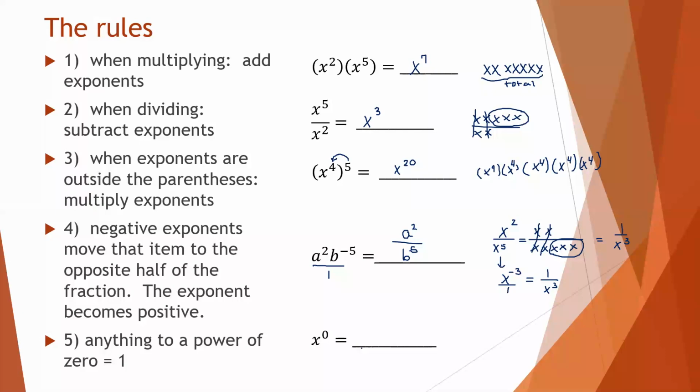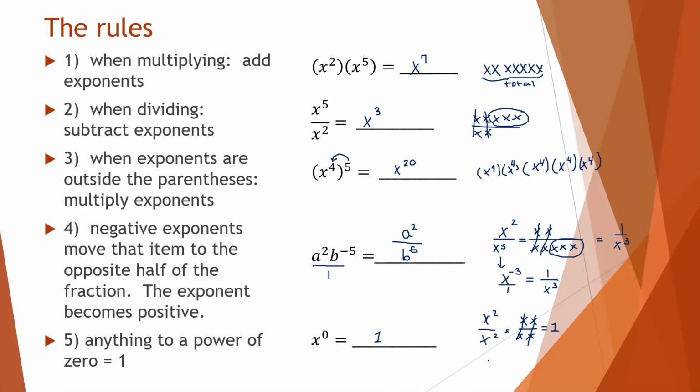The final rule is that anything to the power of 0 is 1, and so the answer here is 1. And again, you might be thinking, well, why does that work? Well, if we look at our division rule, x squared divided by x squared, we know that x squared represents 2 x's on both the top and the bottom. We see that the x's simplify or cancel each other out. But we know that when we simplify the x divided by x, we get an answer of 1.